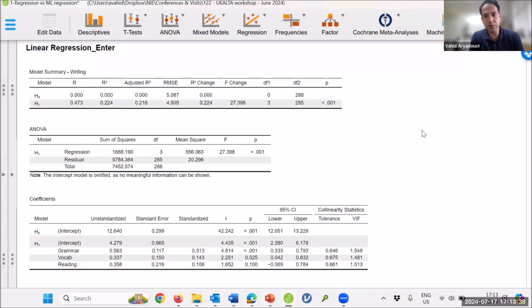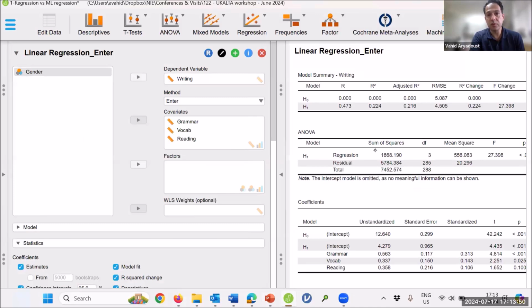Okay, other things that we need to look into are the R-squared change. You can also look at that. We have a null model, which is represented as H0. The null model is basically a regression model without any predictors, meaning it's a regression model without any covariates, and it's only a model with an intercept. If you want to write it down, it will be something like this.